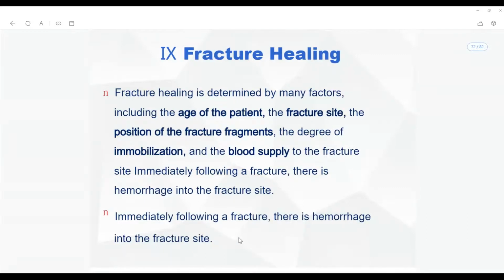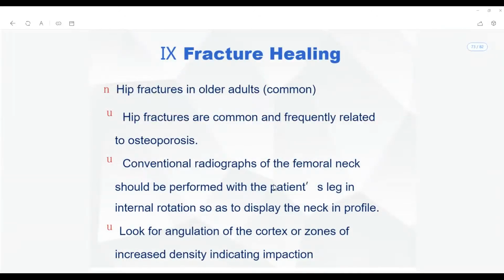Okay, but however, immediately after the fracture there will be a hemorrhage in the fracture site, which can cause a condition called compartment syndrome. Okay, I think I told you last time, if there is a fracture and there is a hemorrhage in the fracture site, it is called compartment syndrome.